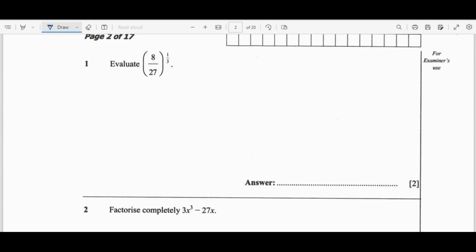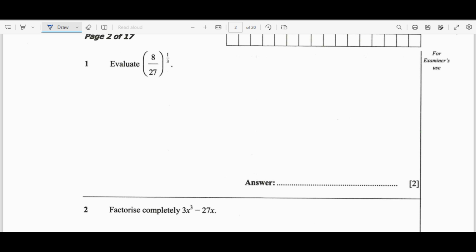Welcome. In this video, we are going to look at some questions from Math Paper 1 for the year 2023 for internal candidates. So this is our first part. We have the first question where we are told to evaluate. To evaluate simply means to find the actual number.